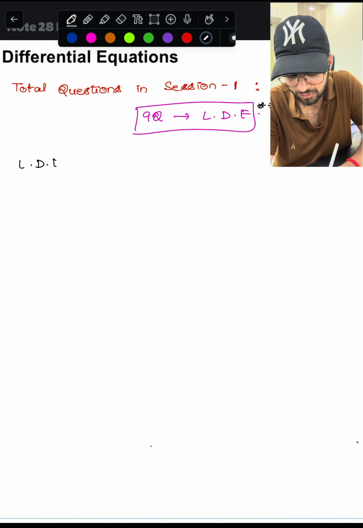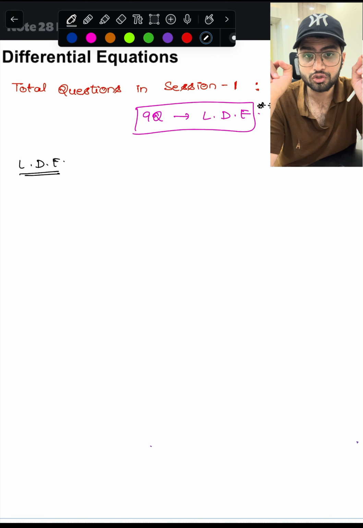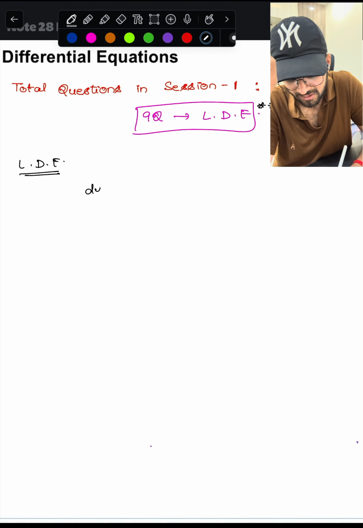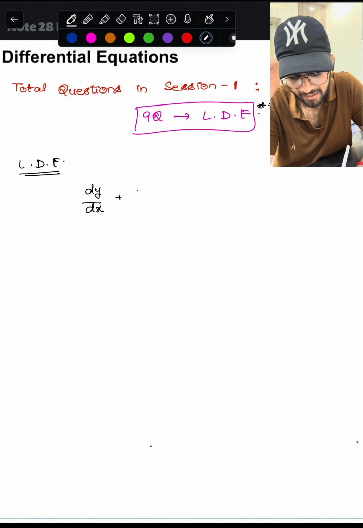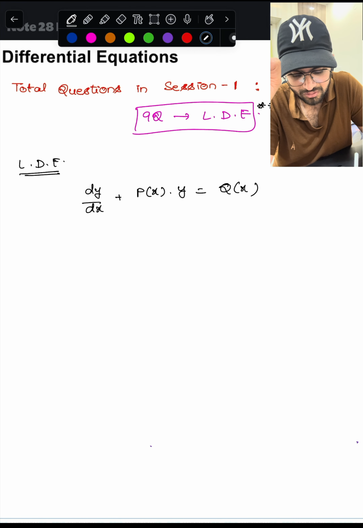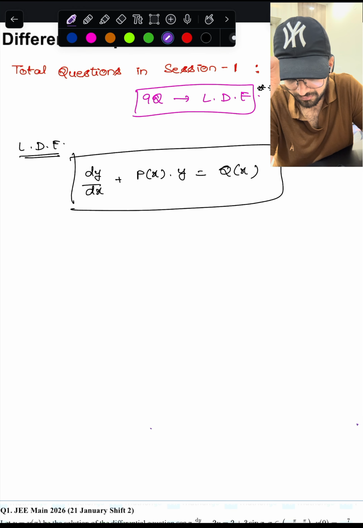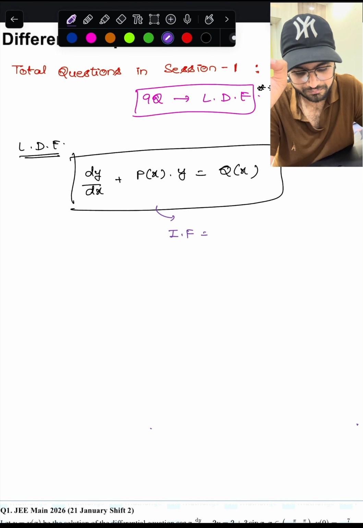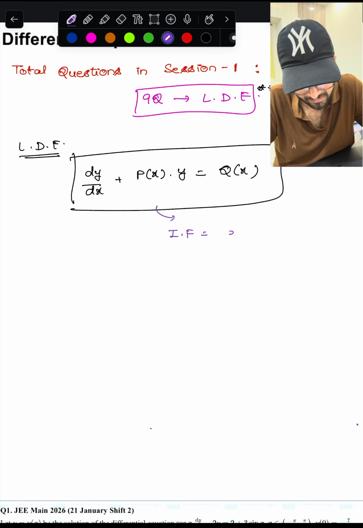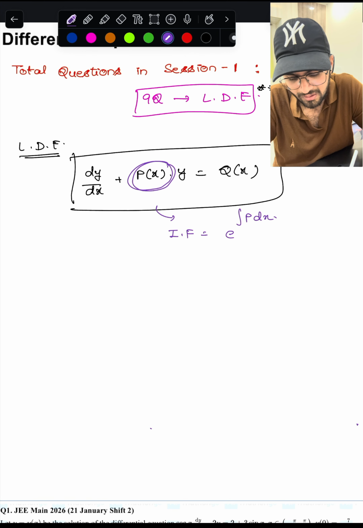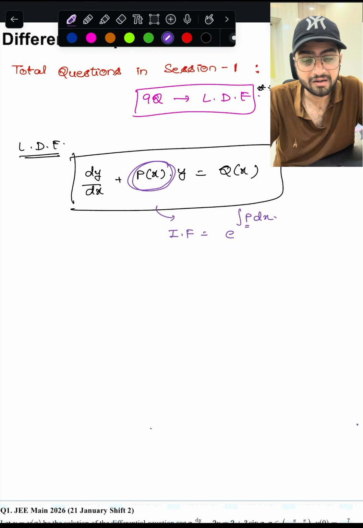First of all, to solve a linear differential equation, we need to spot it. So what is the form of a linear differential equation? dy by dx plus p of x into y equals q of x. This is the form of a linear differential equation. After spotting it, we have to find the integration factor. What is the integration factor? e power integration of p dx. That means the coefficient of y you need to take in the integration.